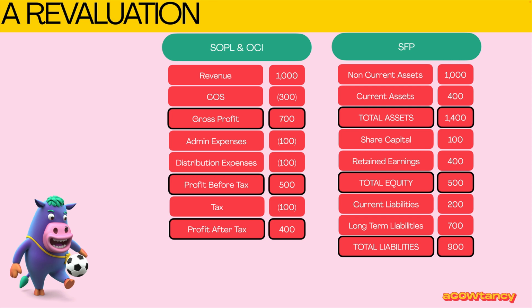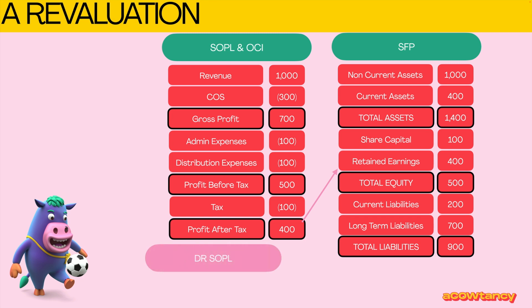Now, I want you to notice that the SFP always balances. Your total assets equals your total equity plus your total liabilities. Okay, so far, so good. Now, I'm presuming this was the first year of operation, so what has actually happened is that profit after tax of 400 has found its way into retained earnings, if it was the first year.